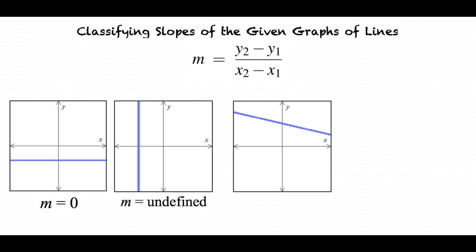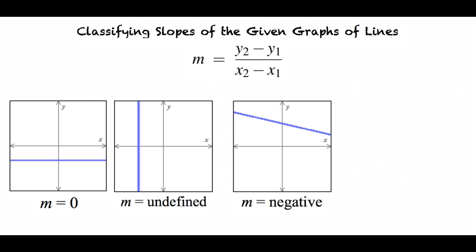In this case, if we consider x moving from left to right, then the value of y is getting smaller. When we use the slope formula, we see that we will have a negative number over a positive number. Therefore, the slope of the line is negative.